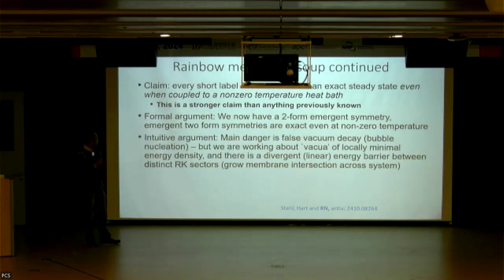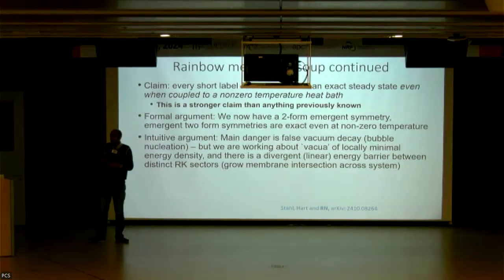The intuitive argument is that in order to change the topologically invariant word, you need to push one membrane through another, which means you need to create a membrane intersection and grow it across the entire system. But that has a divergent energy barrier associated with it, because the membrane intersections cost finite energy per unit length, and the length is linear system size. Your non-zero temperature heat bath can certainly nucleate small membrane intersections, but it can't supply the energy to get over this divergent energy barrier.